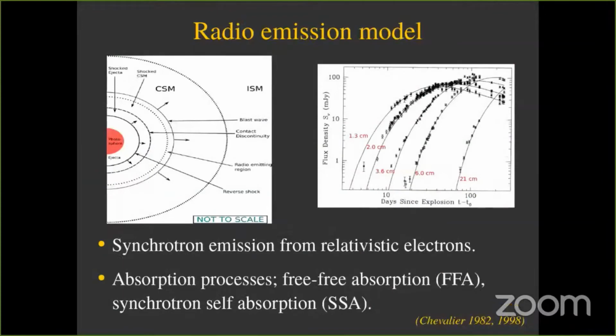Now, coming to the radio emission from these events, radio emission from FBOTs is understood to be due to the interaction of the shock from the explosion with the circumstellar medium, which is created by the stellar wind of the progenitor system.